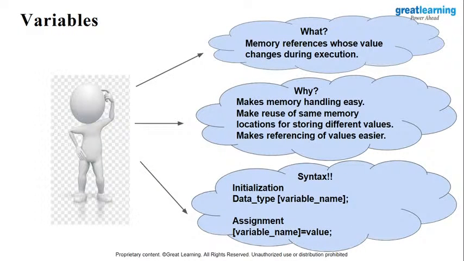Now what is a variable? How do we store things? If we want to store anything, let's suppose you want to store 5, where and how do you store it? We use a variable, which is a memory reference whose value changes during execution. It's a variable, not a constant. If you use a constant, we are not changing its value, but a variable will change during the execution phase.